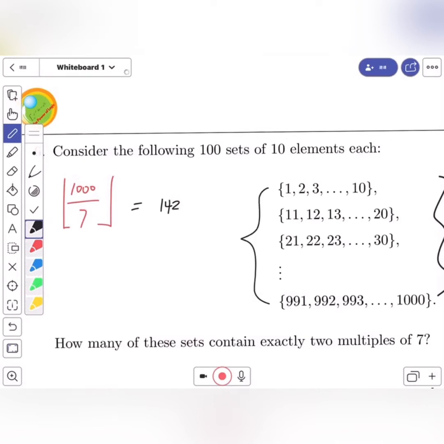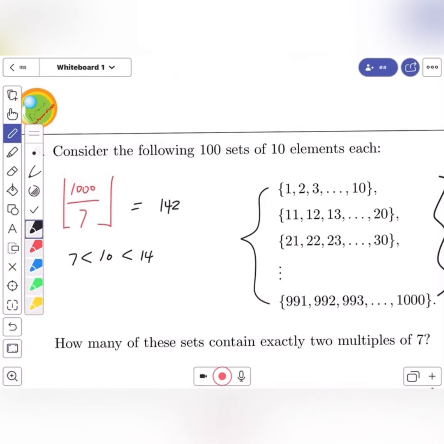Now, there are 100 sets, and all of these sets combined include all of the numbers from 1 to 1000. So there are 142 multiples of 7 inside these 100 sets. And what does this tell us? There's going to be either 1 or 2 multiples of 7 inside each set, because 7 is less than 10 and 14 is less than 20.